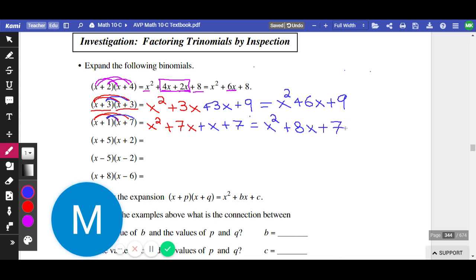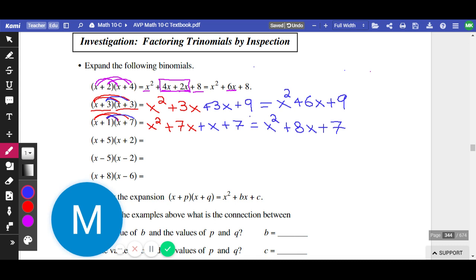We can do a few more of these. I think it's a little redundant. It's the same trend over and over and over again. The trend that you're going to notice is that there's a few trends in this. When you're multiplying 2 binomials together, you're going to get a trinomial. Okay, that's a 3-term polynomial.